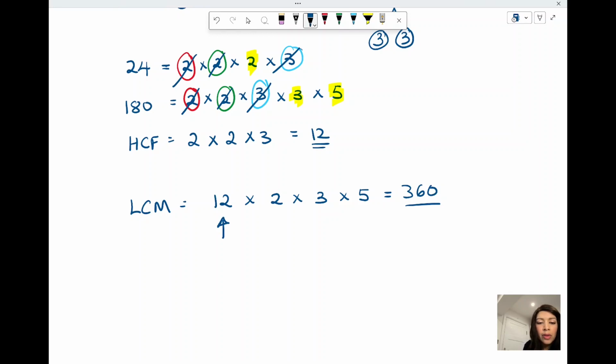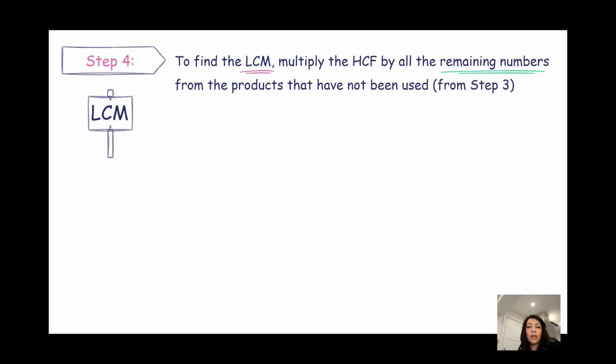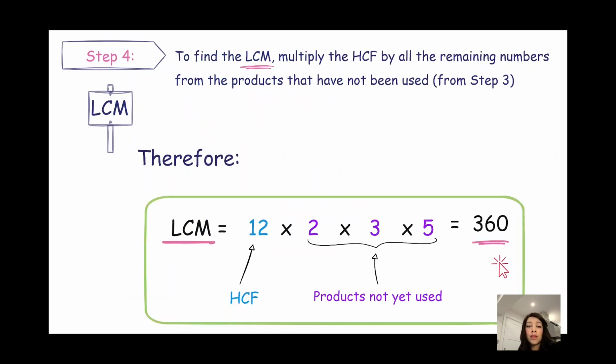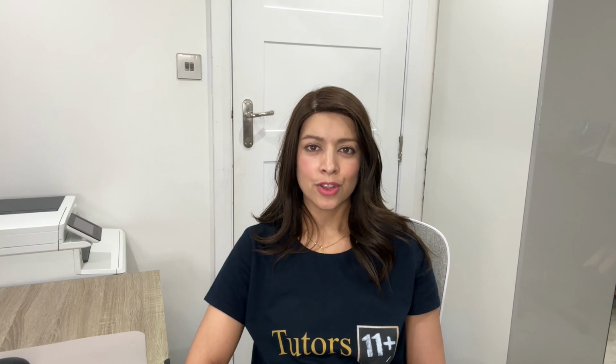We work that out by multiplying the HCF by the products that have not been used. To recap, the LCM, the lowest common multiple of 24 and 180, is 12 times 2 times 3 times 5, which is 360. And that concludes the video on how to calculate the highest common factor and the lowest common multiple of a pair of numbers using prime factors and factor trees.